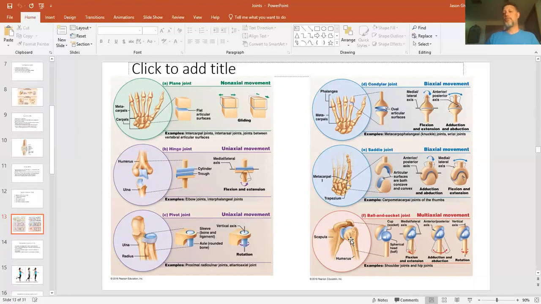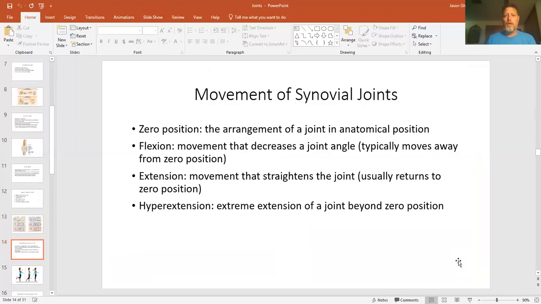These are the most mobile, movable joints. These can move in any direction. They give you some things: flexion, extension, adduction, rotation. We'll cover all those terms in a little bit. But those are your 6 types of synovial joints and the movements that go with them. All right, so now let's focus on these movements. We always start from zero position.